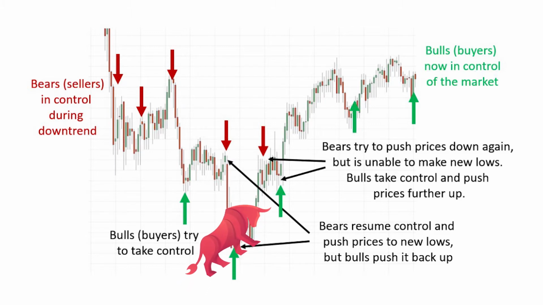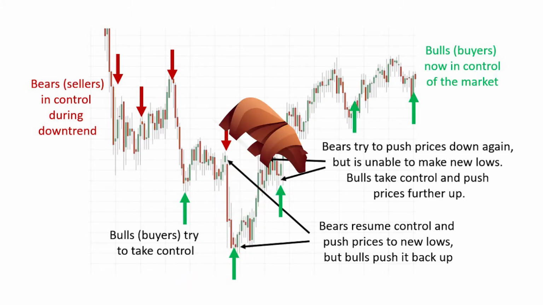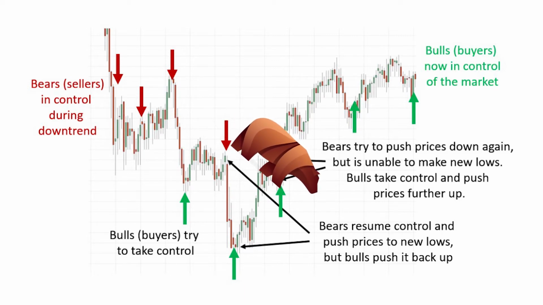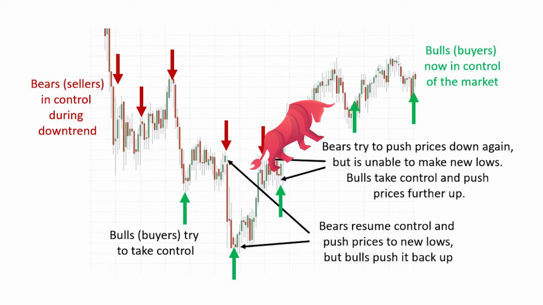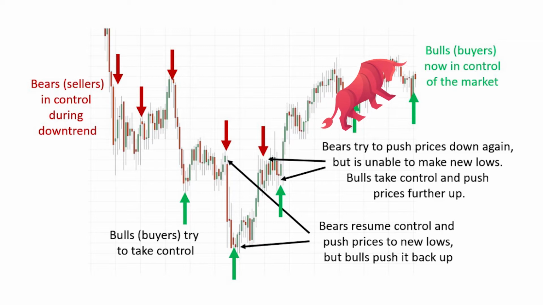Bulls try to fight for control again, pushing prices back up to the level of the first push, and the bears try one last time to resume control by pushing prices down, but are unable to make new lows. So this forms the right shoulder of the pattern. Finally, the bulls take full control and push prices further up, and the market is in an uptrend.